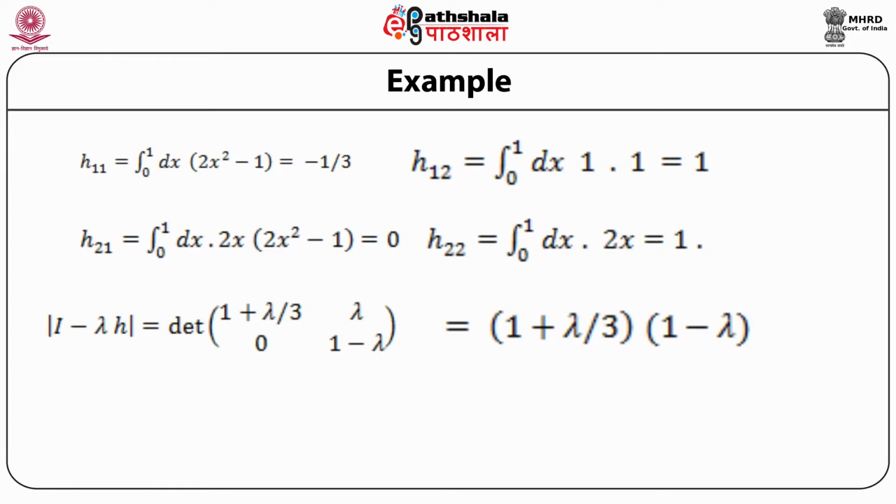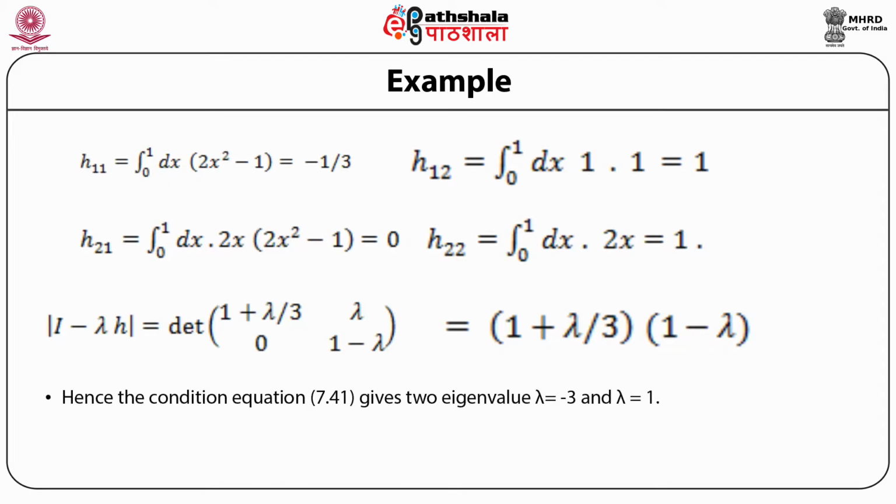So the determinant of I minus lambda h is equal to the determinant of the matrix with entries 1 plus lambda by 3, lambda, 0, 1 minus lambda, which is equal to (1 plus lambda by 3) into (1 minus lambda). Hence, the condition gives two eigenvalues, because for the solution to exist, the determinant should not be equal to 0. The determinant is equal to 0 for lambda equal to 1 and lambda equal to minus 3. Therefore, there are two eigenvalues, lambda equal to 1 and lambda equal to minus 3.